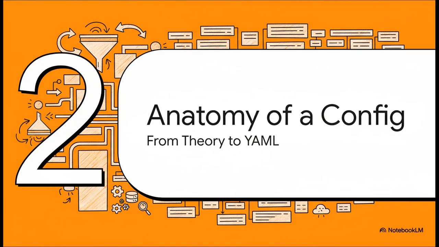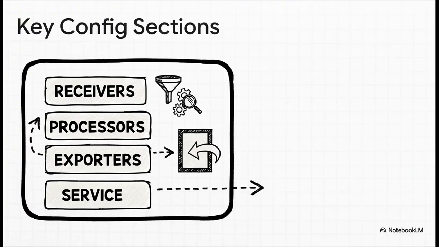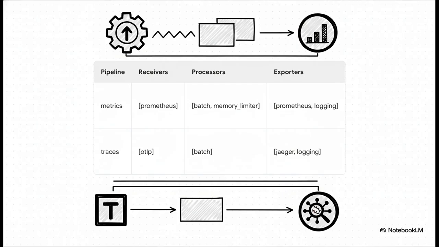All right, theory is great, but let's see how these concepts actually look in a real-world config file. We're going to go from the abstract ideas to the concrete YAML. So if you crack open a standard OTel Collector config file, you're going to see some familiar faces. Our three core components are right there at the top level: receivers, processors, and exporters. And then there's that fourth, absolutely crucial section, service. This is the part that ties all the pieces together and lets you define your actual pipelines. And this table shows perfectly how that service section works.